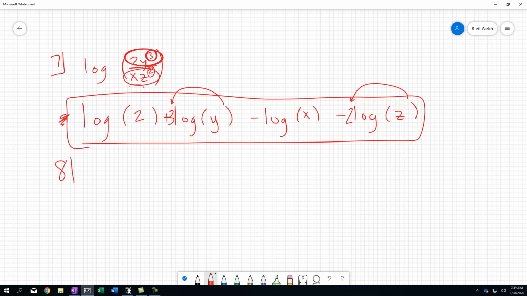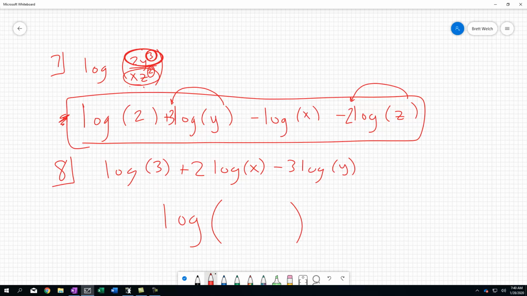And number 8 asks us to do the same thing, but backwards. We have log of 3 plus 2 log of x minus 3 log of y. And as we compress this into a single logarithm, the first thing we look for is whether there is subtraction, because if there is subtraction, I'm going to have a fraction. I know right there I have some subtraction. Everything that's positive belongs on top, so I've got a 3 on top. I've got to have an x on top. Everything that comes from a negative, like y, goes on the bottom.